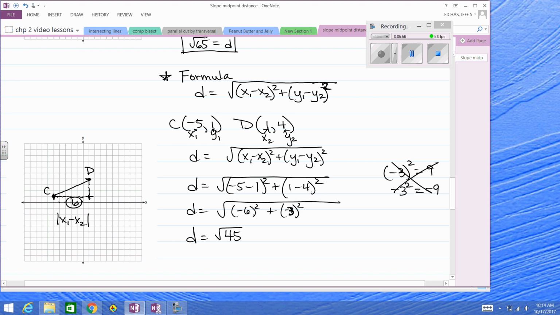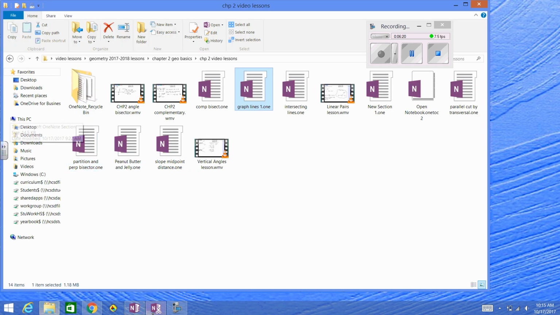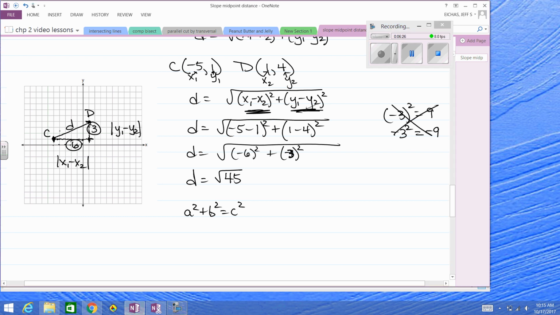From here to here is how many steps? It's 3. Well, that's really saying how far apart are y1 and y2. And you're going to see the similarity here. It's pretty close. Now, when we go with a squared plus b squared equals c squared, we're going to call that d. So a is, oh, I don't care, we'll say 6.